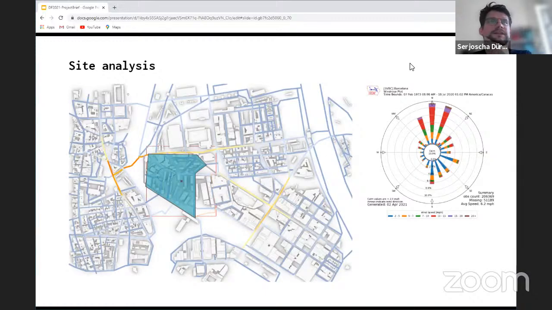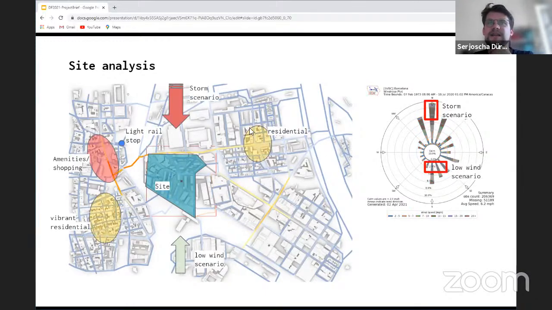Let's have a closer look. As mentioned, we have these residential areas here on the top right and on the bottom left. On the bottom left, it looks a bit more vibrant. If you look at satellite images and Google what kind of amenities and points of interest are there, we have a bit more shopping and commercial stuff going on. Here's a light rail stop. And as mentioned, we have strong wind potentially coming from the north, and low wind is usually coming from the south, as highlighted here.